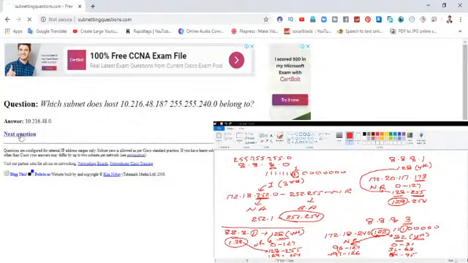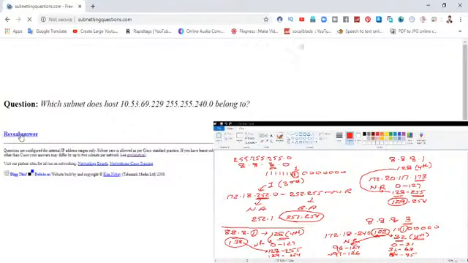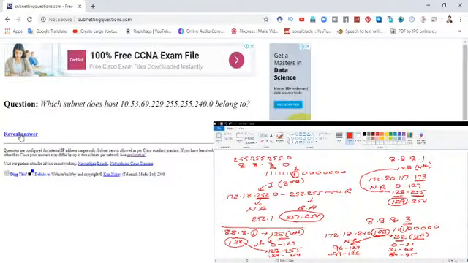Next question, which subnet does this host belong to? The answer would be 10.53.64.0. 64.0 is the answer.